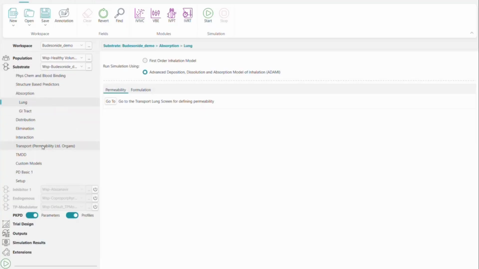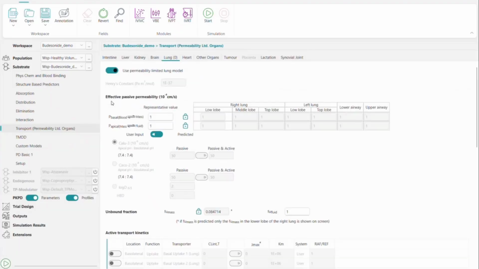And so we'll talk about the permeability first. I can either go to the transport to the lung screen, but there is a button to go there from the ADAMI screen. So you see that the permeability limited lung model is activated. And the permeability is set in the top half of the screen. You can either enter a user value, either a global value for the basal and a global value for the apical, or individual values for the different regions by unlocking the padlock.